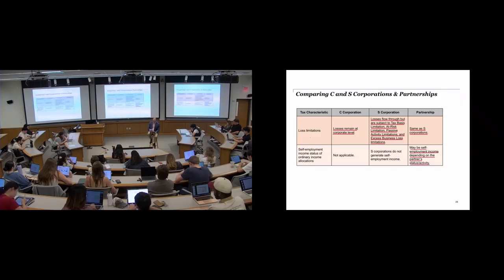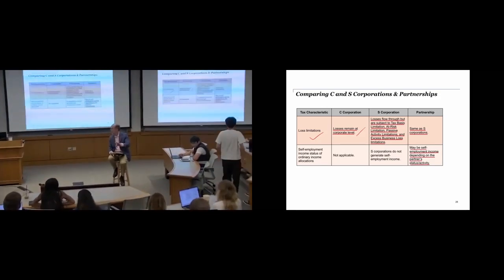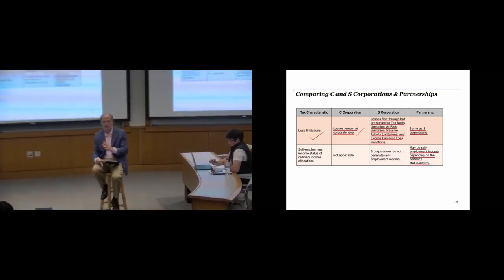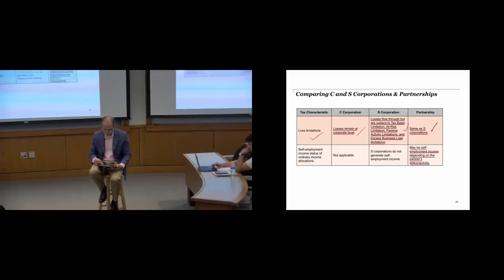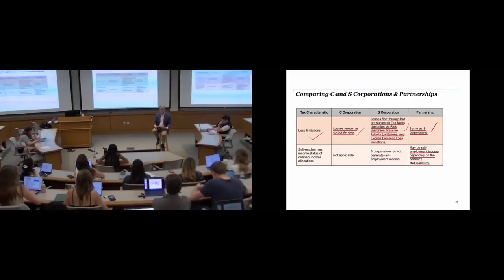Okay, loss limitations. So if the business entity is generating losses in their business, we know C corporations, it's just stuck in the C corporation, right? It doesn't go away, it's now carrying forward for future years, but inside the C corporation, waiting for income in the C corporation in the carry forward year. Okay? S corporations, they flow through, and partnerships flow through, same as S corporations.